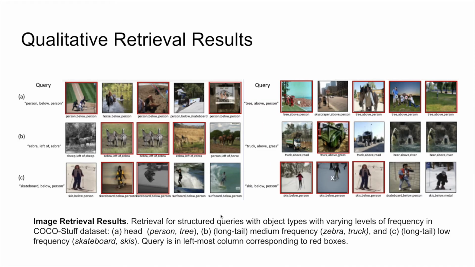Here we present qualitative image retrieval results for structured queries with object types of varying frequency in the CocoStuff dataset. We do not restrict the vocabulary of object classes which are used to form our queries, as was done in Johnson et al. We divide our classes into two types: head classes, which comprise the first 80% of objects in the CocoStuff dataset, and long-tail classes, which comprise the last 20%. In row A, we can see retrieval results for the highest frequency class, person, in CocoStuff. In rows B and C, we can see results for medium frequency classes, such as zebra or truck, and low frequency classes in row C, such as skateboard or skis.